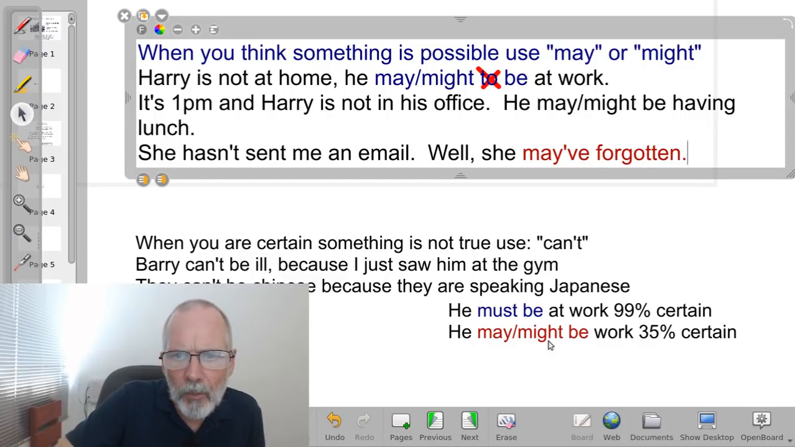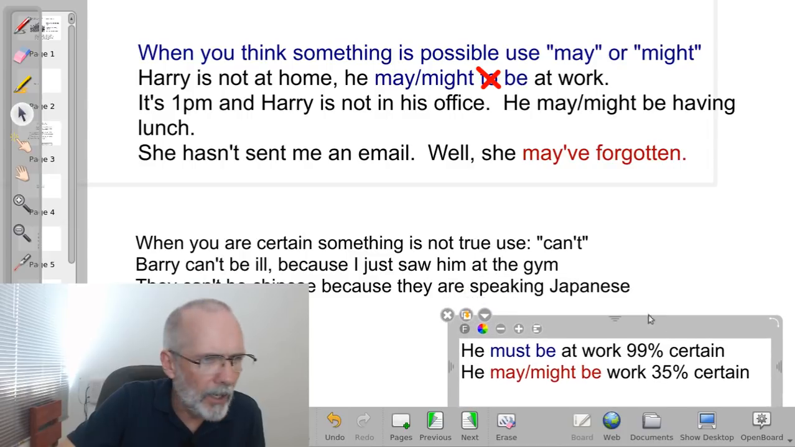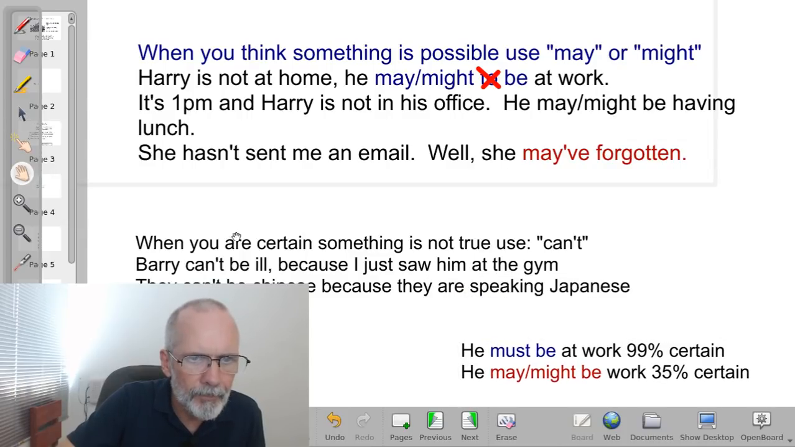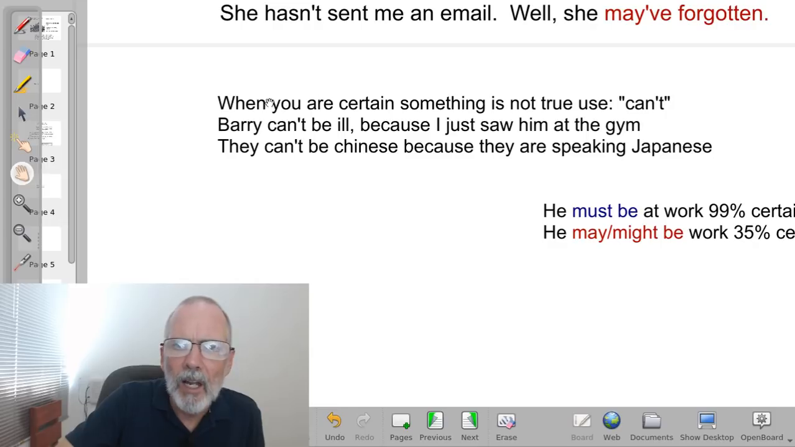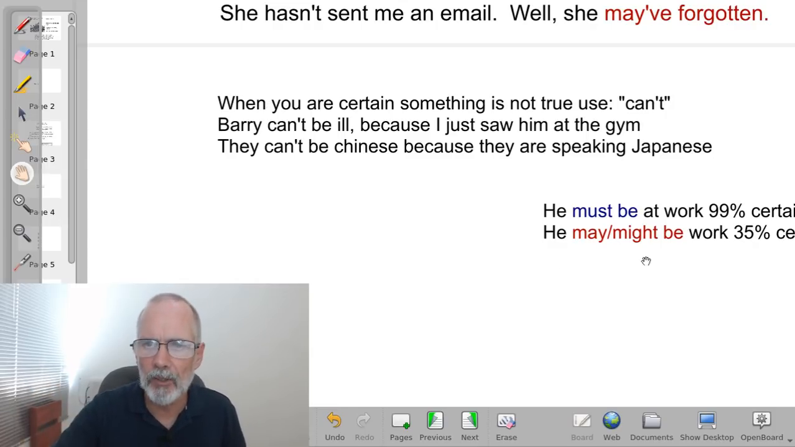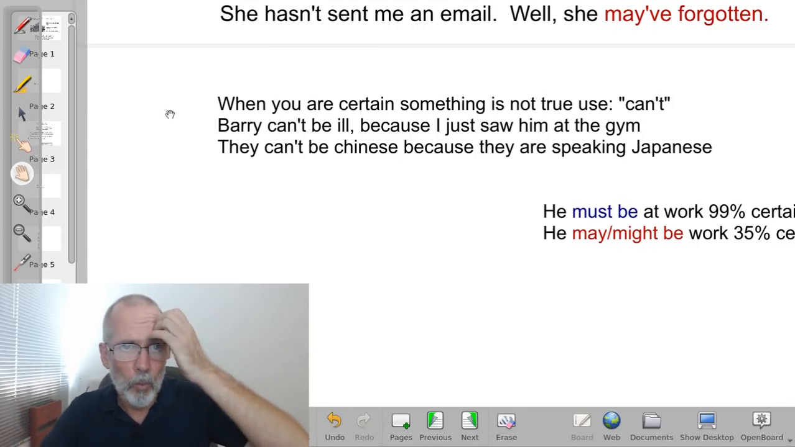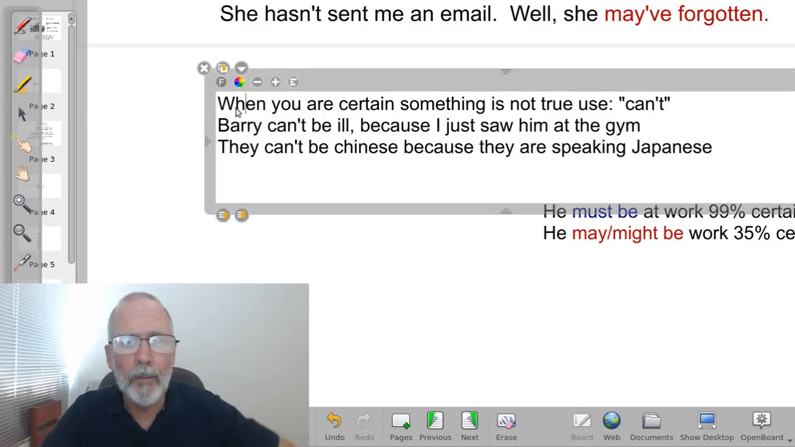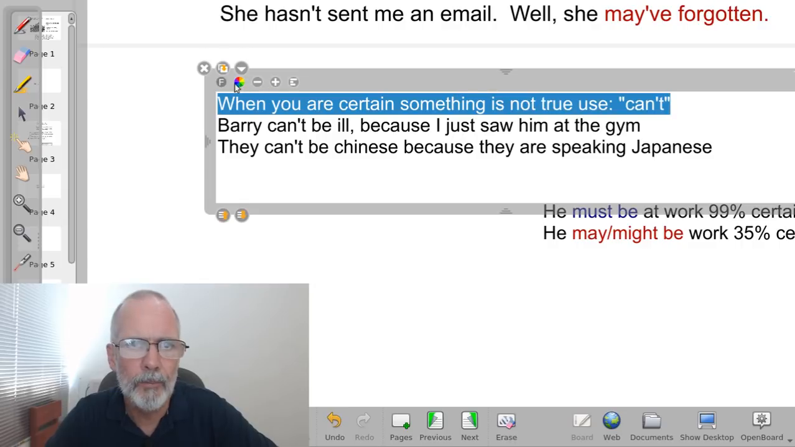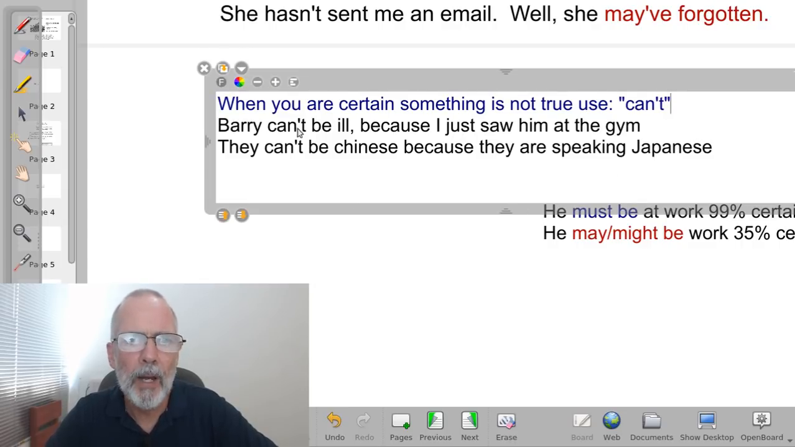Good. So the last one we want to look at now here is can't, which is really like the opposite of must. So when you are certain something is not true, use can't. Barry can't be ill because I just saw him at the gym.